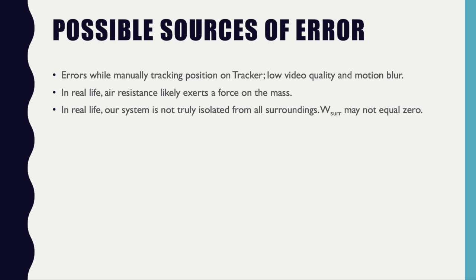Another source of error would be that in reality, air resistance likely exerts some force on the mass, though our models assume that there is no drag. Lastly, it is not likely for our system to be truly isolated from all surroundings. The work done by the surroundings may not equal 0.